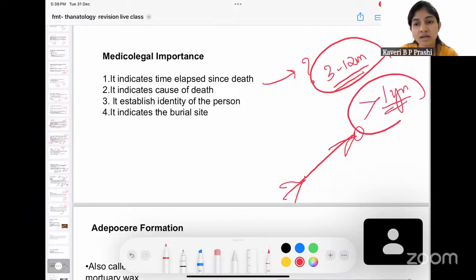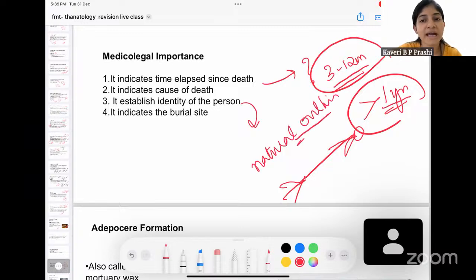This is a vague conclusion that you can draw if mummy has been formed. It indicates cause of death. It establishes identity of a person. How could it establish identity of the person? Because I told you that the natural outlines are going to be maintained, only that it is going to be a little crumpled up or shriveled in nature. And it indicates a burial site.